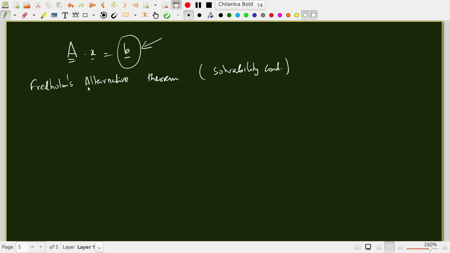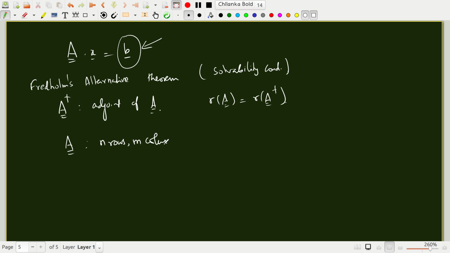Okay, so let's consider the adjoint of A, which is A dagger. You can easily verify that the rank of A is the same as the rank of A dagger. A has n rows and m columns, whereas A dagger has the opposite: m rows and n columns.